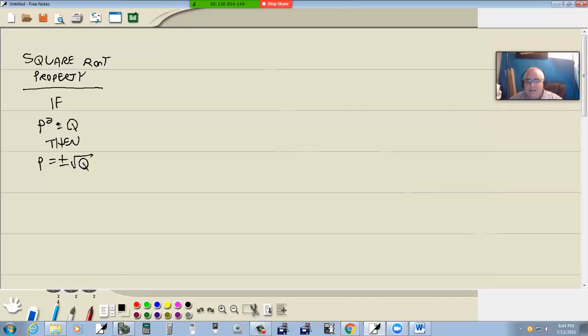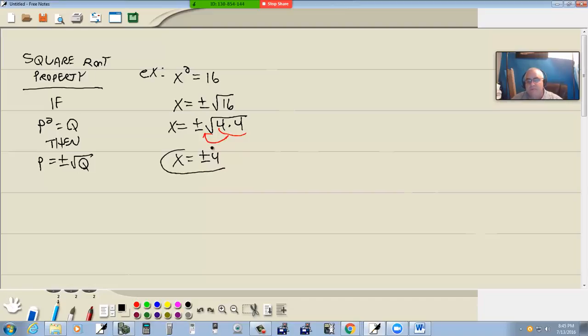It can be anything, just as long as the entire left side is squared. For example, if I have x squared is equal to 16, the entire left side is squared, so I can apply this property. We drop our squared, and we put a plus or minus square root on the other side. And always simplify your radicals. 16 is 4 times 4. Remember, we're looking for a pair of somethings with square roots. So bring a pair of 4s out as a single 4. So we got x is equal to plus or minus 4.